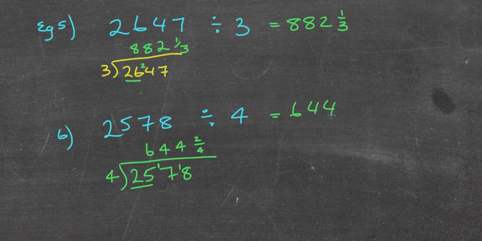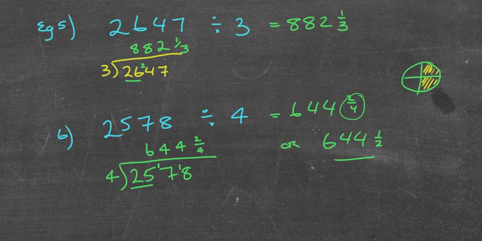Now at this stage, guys, if you get 644 and 2 over 4 or 2 quarters, then I am very happy. The reason I say that is because that can be simplified down to 644 and a half. We haven't done fractions yet, but when we do, you'll see that if I cut this shape up into quarters, so 4 pieces, 2 of them have been shaded, which means that 1/2 of that shape has been shaded, and that means that 2 quarters is the same as a half. Therefore, you could have had either of those 2 answers.